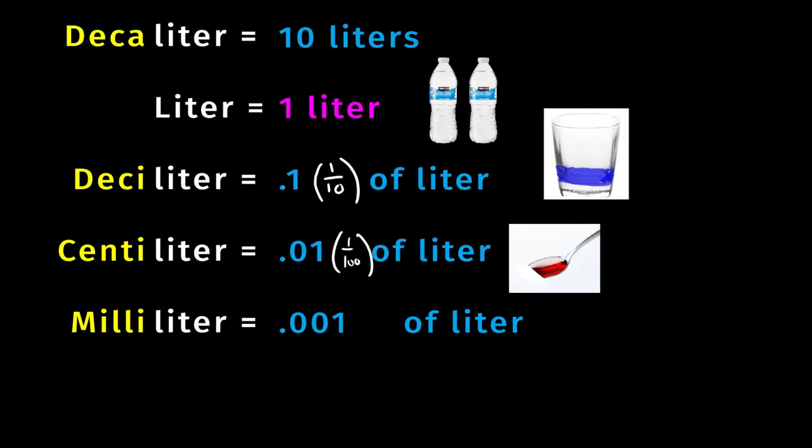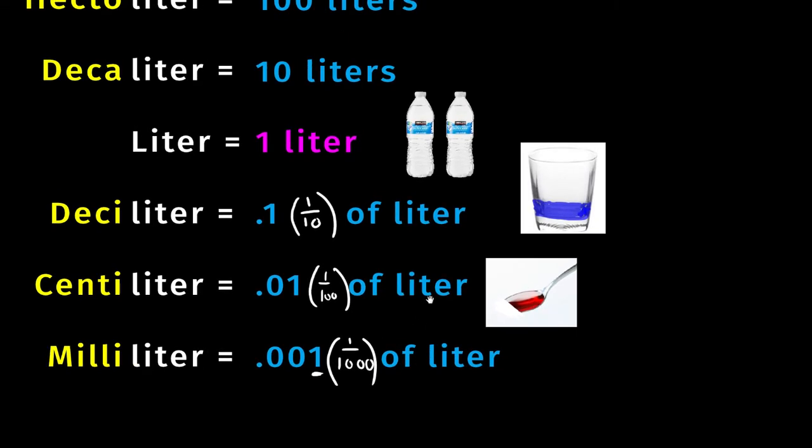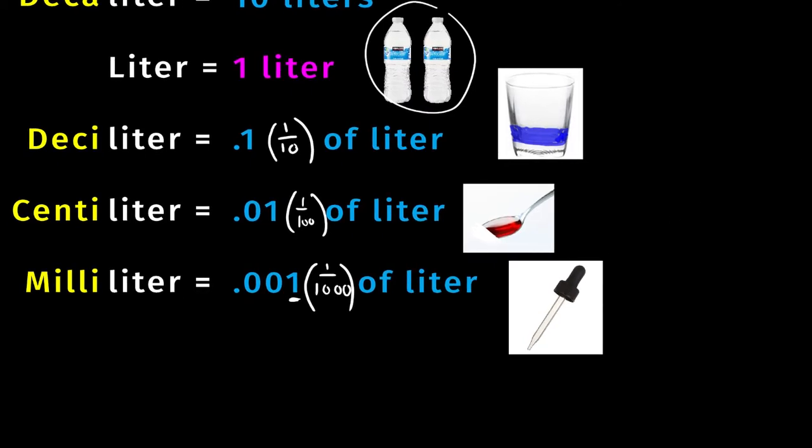And the next one, a milliliter, which we can also write as 1/1000th, right? Because the 1 here is in the thousandths place. So 1/1000th of a liter. So if I took this 1 liter of liquid here, if I pour these 2 bottles into 1,000 cups, how much liquid would one of those cups contain? And that would actually be about just one drop of water from this dropper. So one drop of water here from this dropper will equal 1 milliliter. So very small.